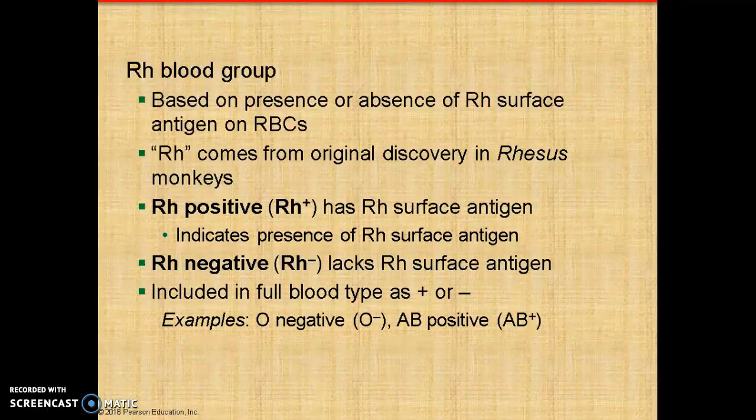The Rh blood group is based on the presence or absence of the Rh or D antigen. If you are Rh positive, you have the antigen. If you are Rh negative, you lack the antigen. So for your full blood type, you have to include your ABO blood group as well as negative or positive.